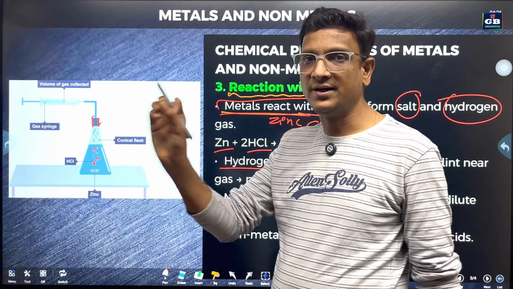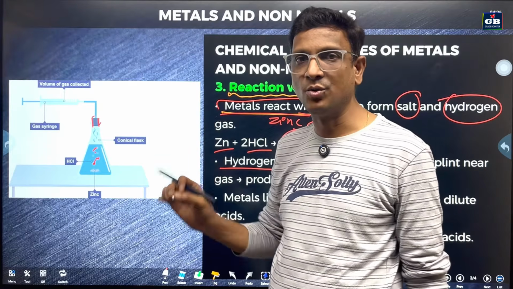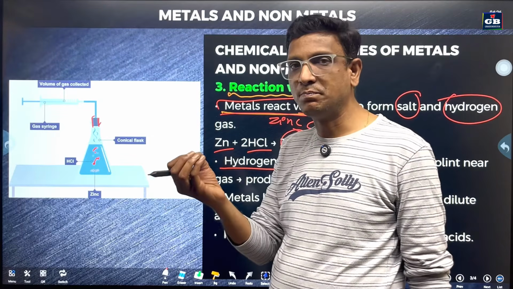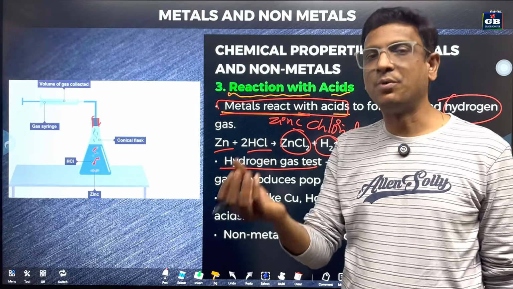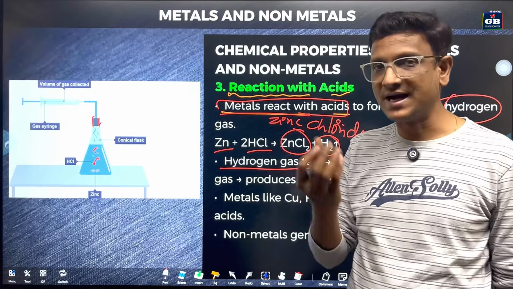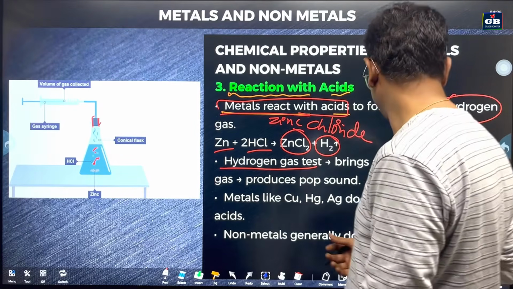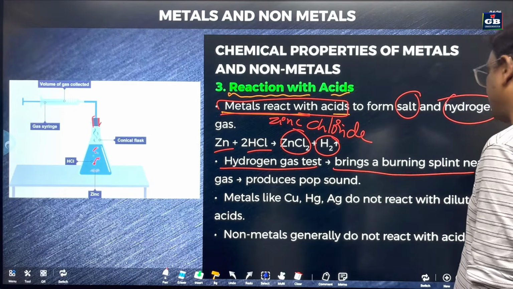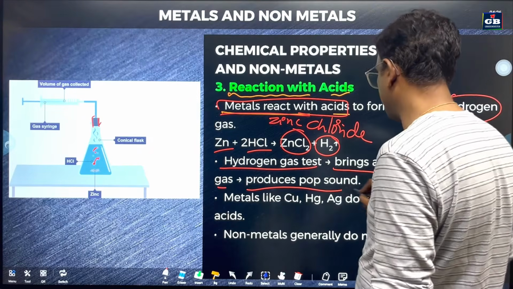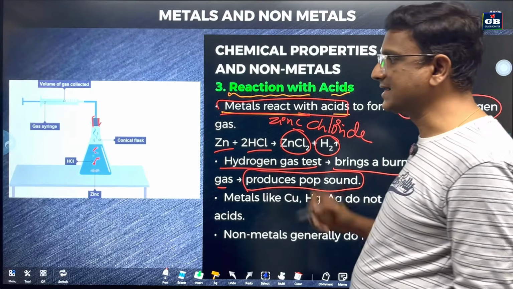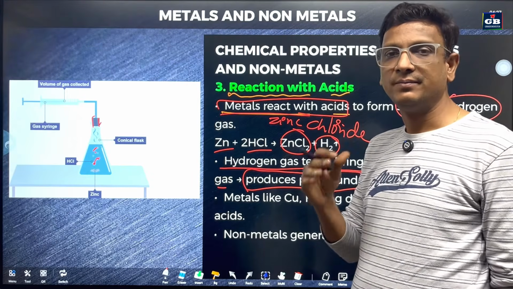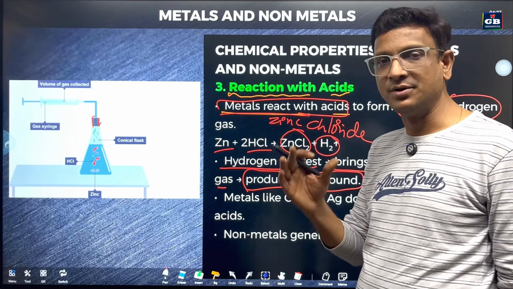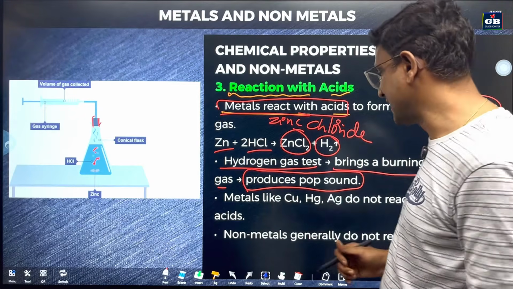Just if you take a burning splint or any matchstick over there, if it gives a pop sound, it blasts and creates a pop sound, it is hydrogen, because hydrogen is highly inflammable. Okay, so bring a burning splint near the gas, it produces a pop sound. It indicates the gas produced in this reaction is hydrogen. When you mix a metal and an acid, it produces a salt and hydrogen gas.